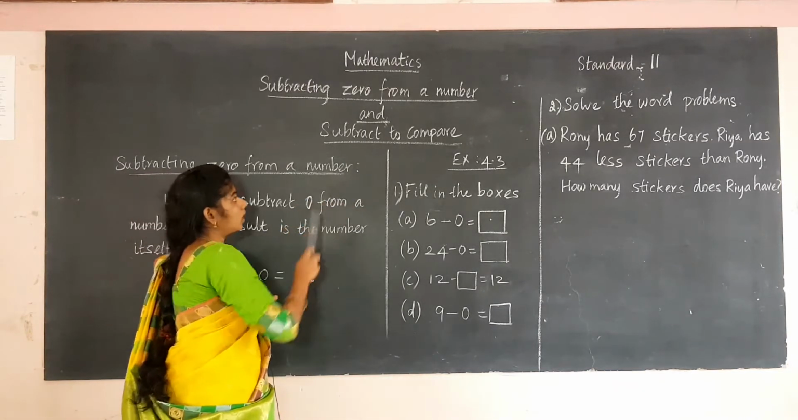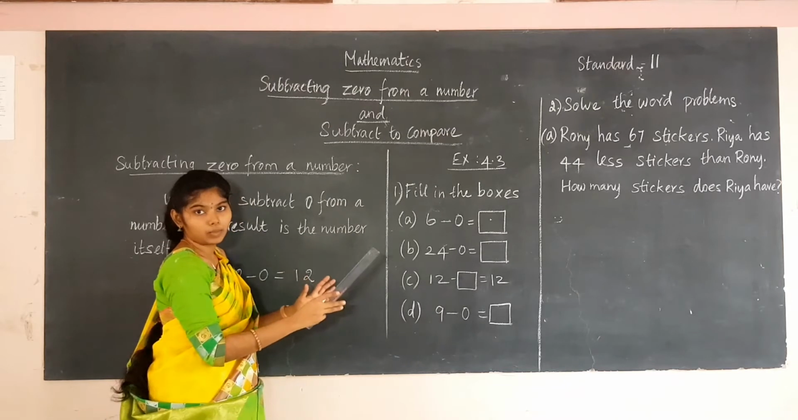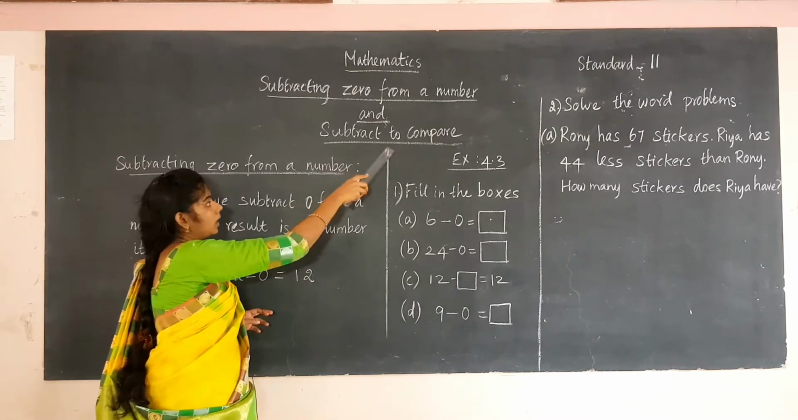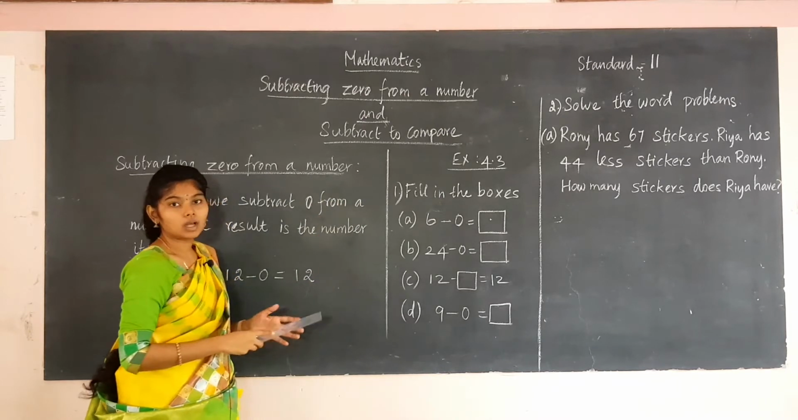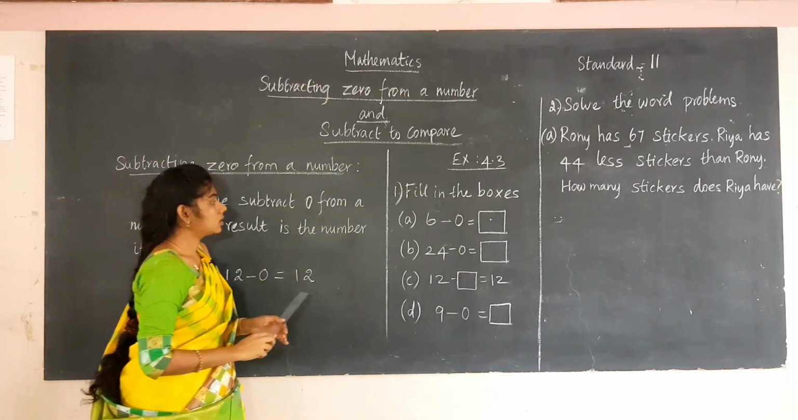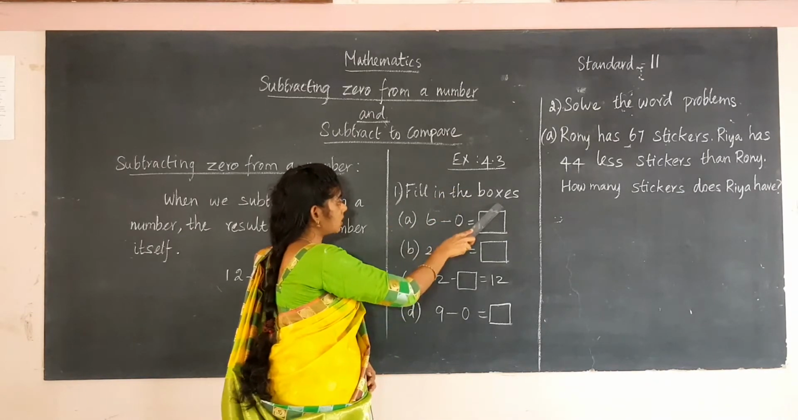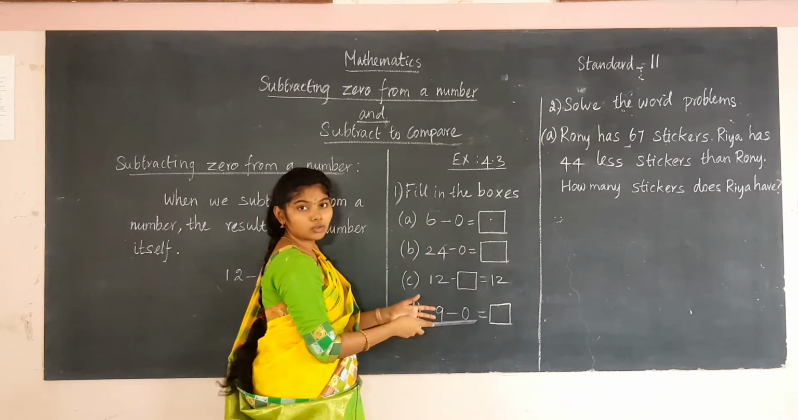Then, subtract to compare. Nothing but we have to compare two numbers. That is what is meant by subtract to compare. We shall see two examples, then you will come to know what is meant by that. So, we shall try exercise problem 4.3. Fill in the boxes. Here the blanks are given, so we are going to fill them.